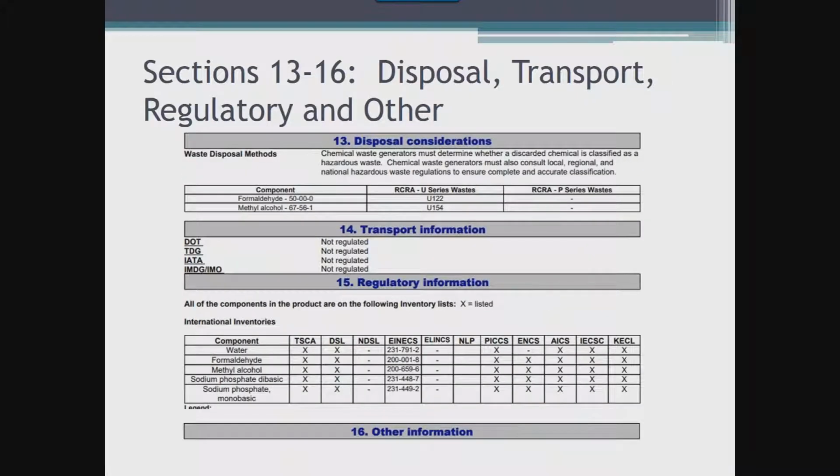And then finally, the last 4 sections. Section 13 provides proper disposal practices, recycling or reclamation of the chemical or its container, and safe handling practices. Section 14 includes classification information for shipping and transport by road, air, rail, or sea. Section 15 identifies safety, health, and environmental regulations specific to the product. And then Section 16 gives some general information about when the SDS was prepared or the last known date of revision.